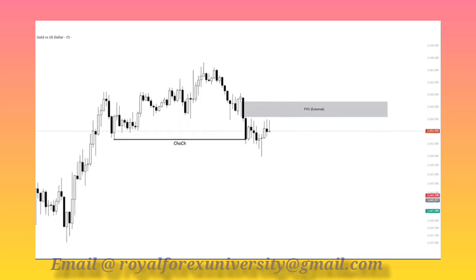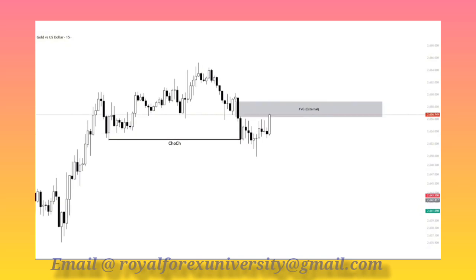Now we have two options. We can simply sell short right here with the stop loss above the gap, take profit below the lows, and basically trade a swing position, or we can do something else.